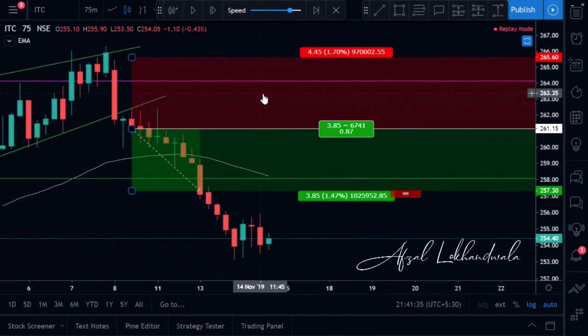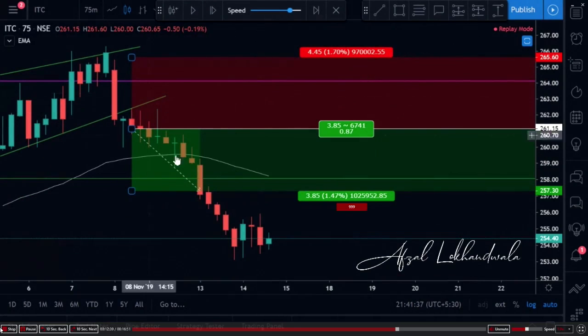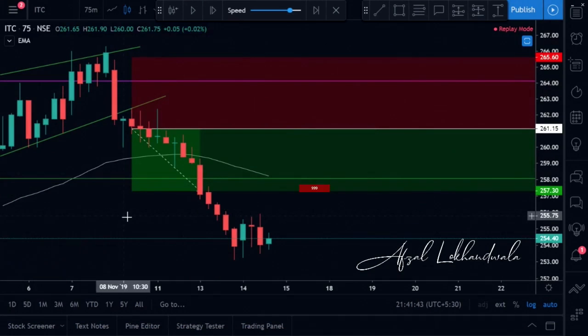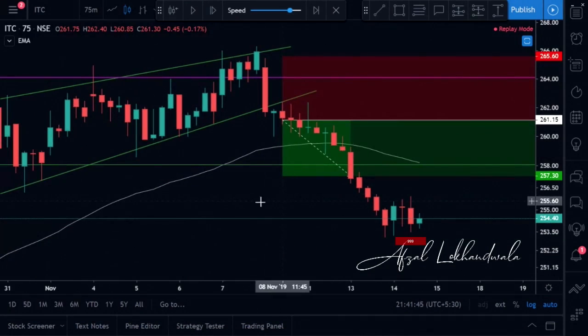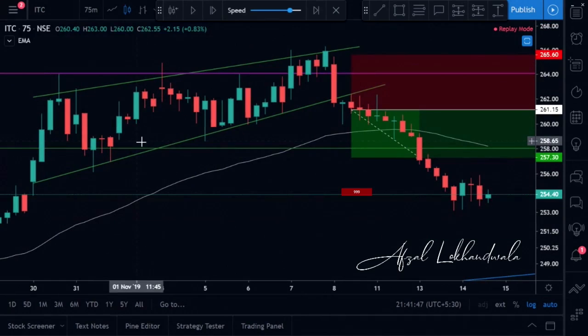And we see that the target is achieved within 5 to 6 candles. In this particular example, the 75 minutes time frame was beautiful because we saw a rising wedge pattern along with the time frame's confluence. So the pattern breakdown was a good confirmation of the downtrend.